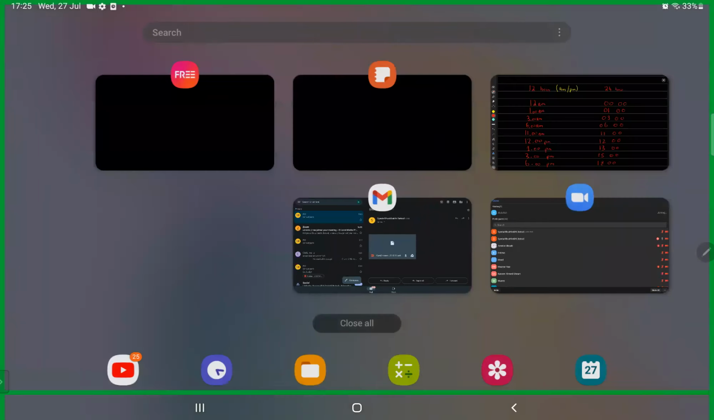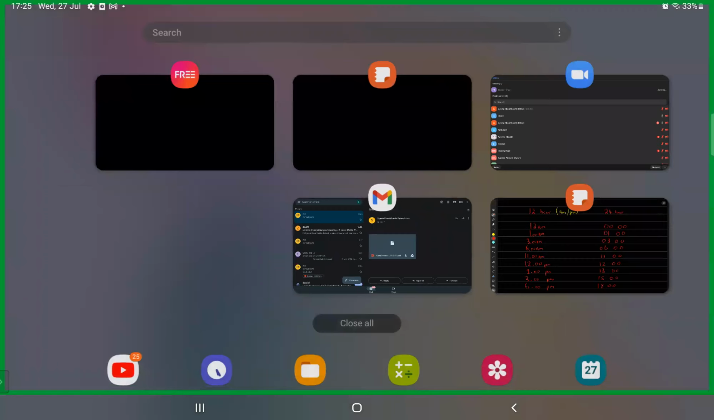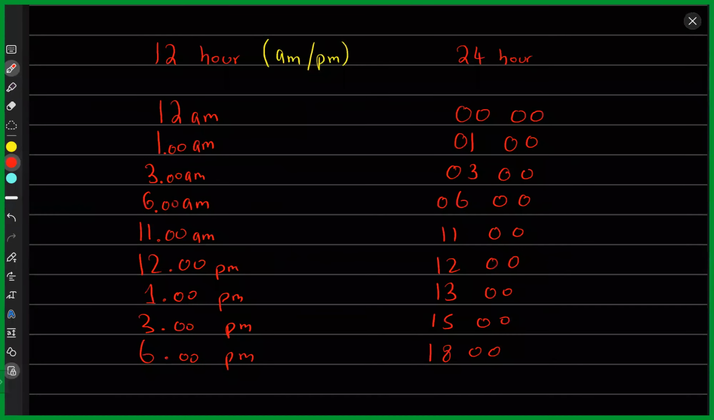Let me just admit another student. Okay, all right. So this is basically the idea. You need to understand how to read it. Now, if I ask some random question, like what would be 8 p.m. in the 24-hour clock? The best way of doing it is to understand that for all the AM numbers, like for 12 a.m. it is 00, but for 1 a.m. it is 1, for 3 a.m. it is 3, for 6 a.m. it is 6, for 11 a.m. it is 11, and then for 12 p.m. it's 12. These 12s are basically an exception.